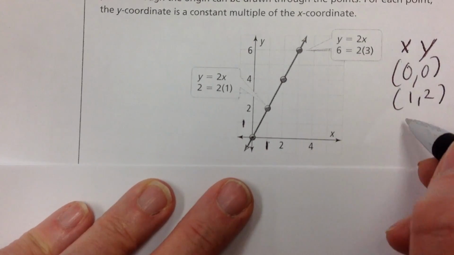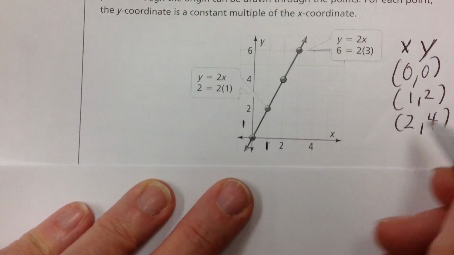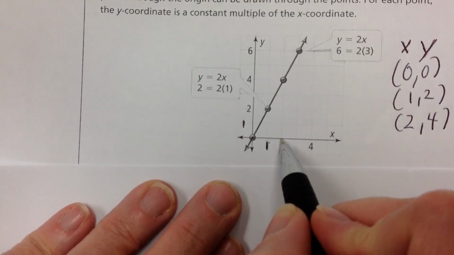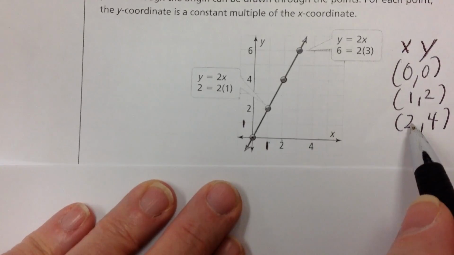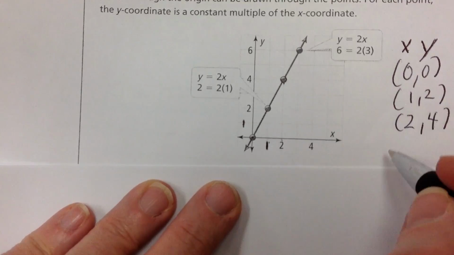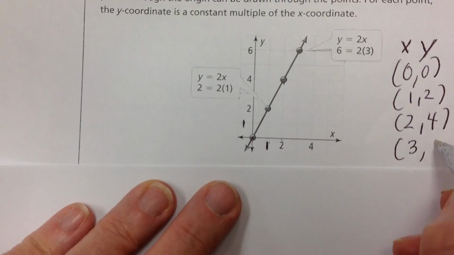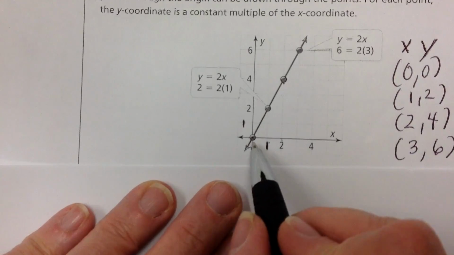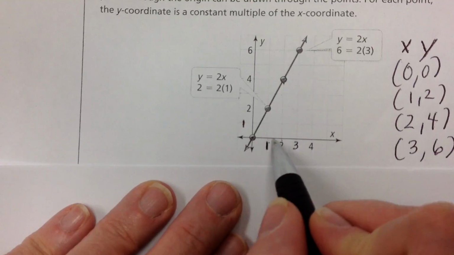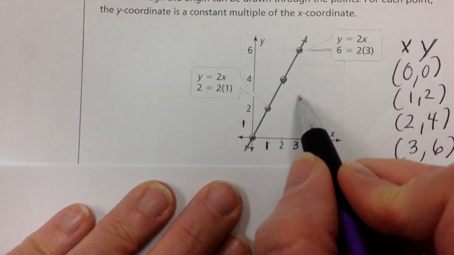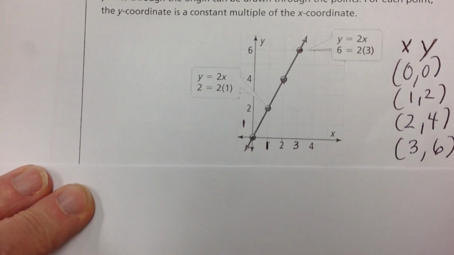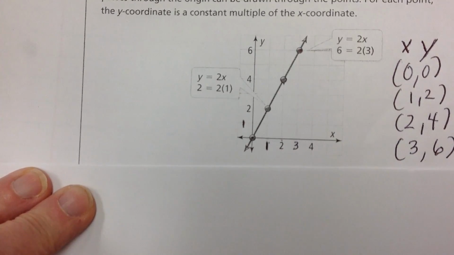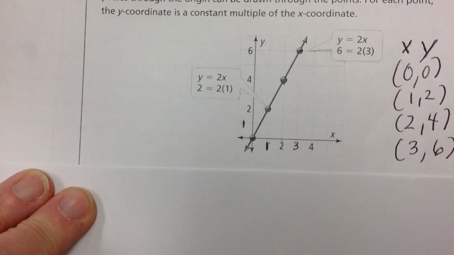The second point, 2, 4. You go out to 2 on the x, up 4. 1, 2, 3, 4. There's your second point, 2, 4. And then the last point, 3, 6. Here's 3. You go to the right 3 and up 1, 2, 3, 4, 5, 6. So there we have plotted those points on a graph.